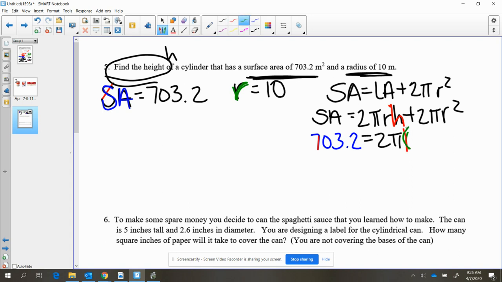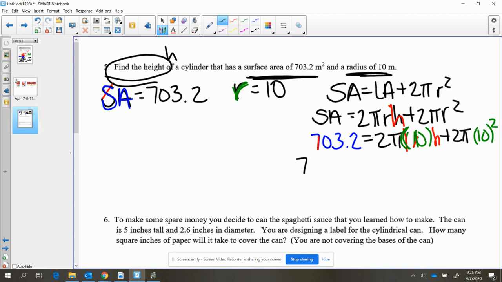So but we're given that radius, so we're looking for that 10. And then again, the height is what we are looking for here, so we're going to leave that h. And then again, plus 2 pi r, then again 10 squared. Okay, so with everything plugged in that we have to our knowledge, we have to be careful. We need to simplify everything first to get h by itself.